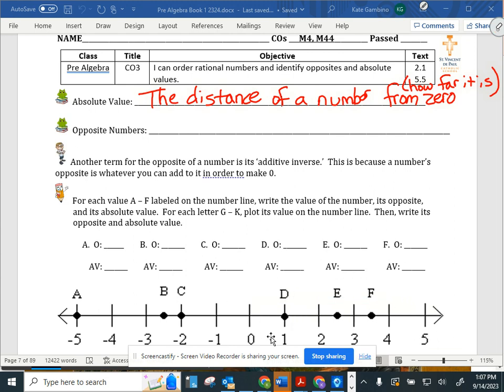Let's look at our negative numbers. If I'm at -3, I need to jump to 0.